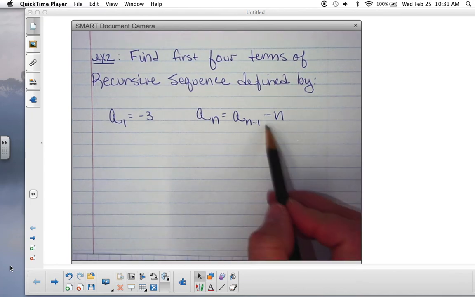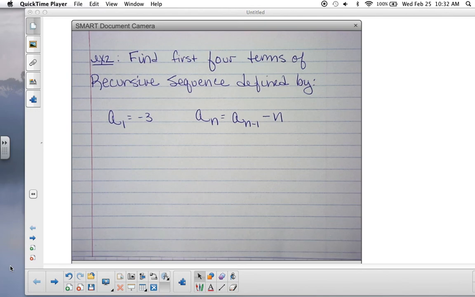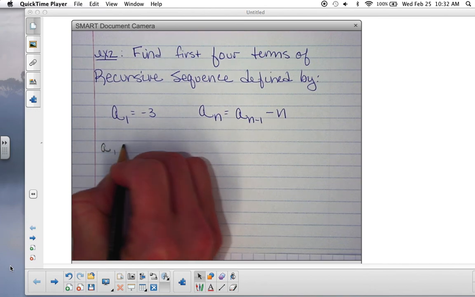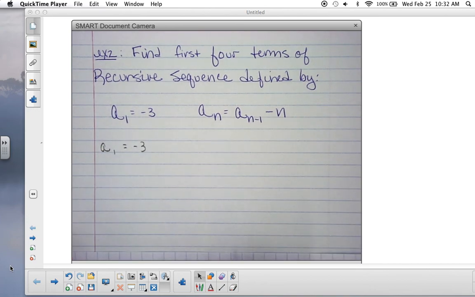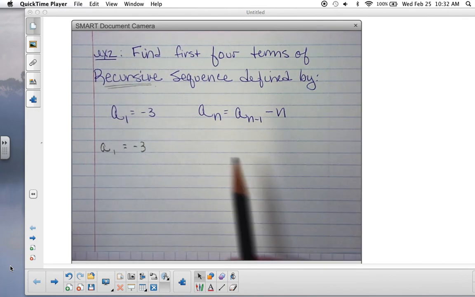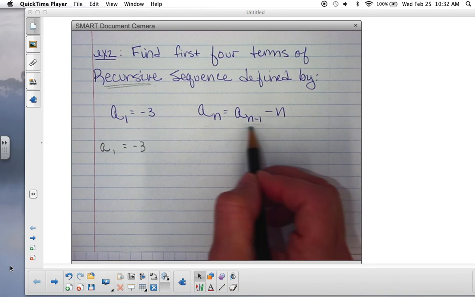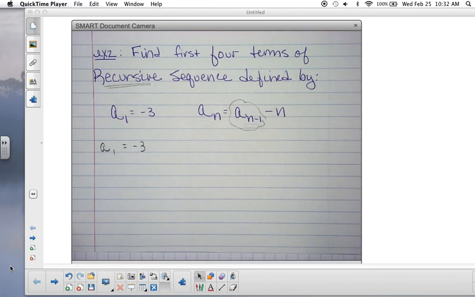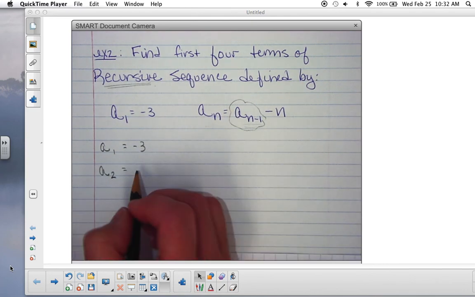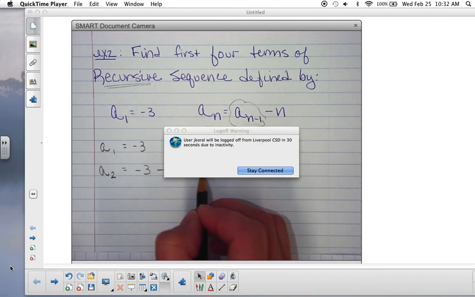So instead of adding 5 as the rule, this time it's going to be subtract n, whatever n is. Now I can write it out like I did last time. But when you have a recursive sequence, number one, it might say recursive or recursion up in the question, but you'll also notice that you get a rule and you get a first term. And wherever you see the a sub n minus 1, what's going to go into that spot? This negative 3. So to start it off, to find the second term, it's just going to be negative 3 minus 2, because 2 is the n, which is negative 5.